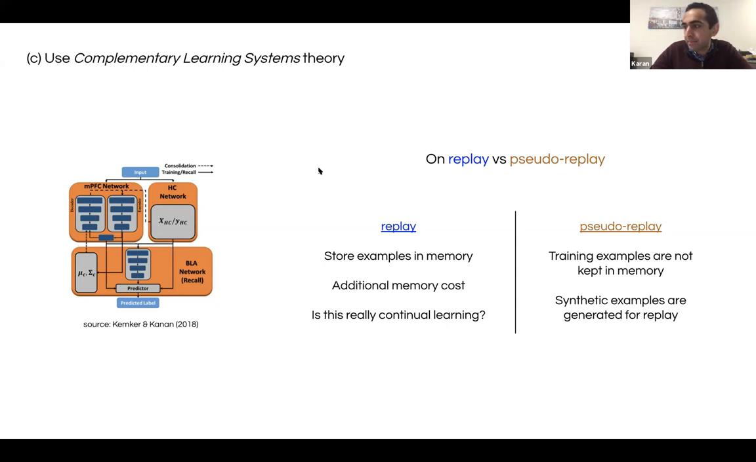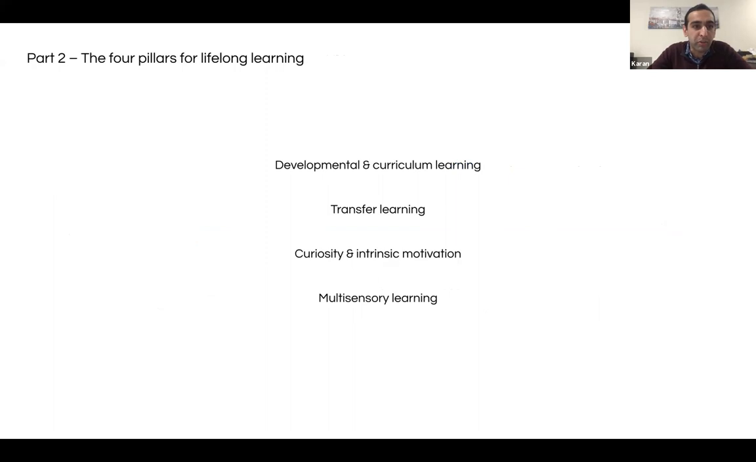So that covers the three main areas of continual learning approaches so far, and now we can move to part two, which I hope we'll be able to spend more time on and have some discussions about. As they make the claim, these are the four general pillars for lifelong learning agents: developmental and curriculum learning, transfer learning, curiosity and intrinsic motivation, and finally, multisensory learning. I'll talk about the first, third, and fourth ones, and not so much the second one, because I didn't find anything in the review paper that was too insightful about transfer learning as it applies here.